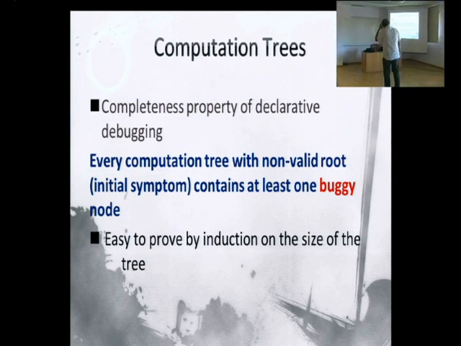This is not so straightforward because there is an assumption here. I'm saying that every computation tree with a non-valid root contains at least one buggy node. This is true, but there is something else. This is true if the user, the oracle, answers all the questions correctly. Otherwise, maybe you won't get the buggy node, or you will get a node pointed out as buggy that maybe is not buggy because the user made some error answering the questions. So this is true modulo the user.